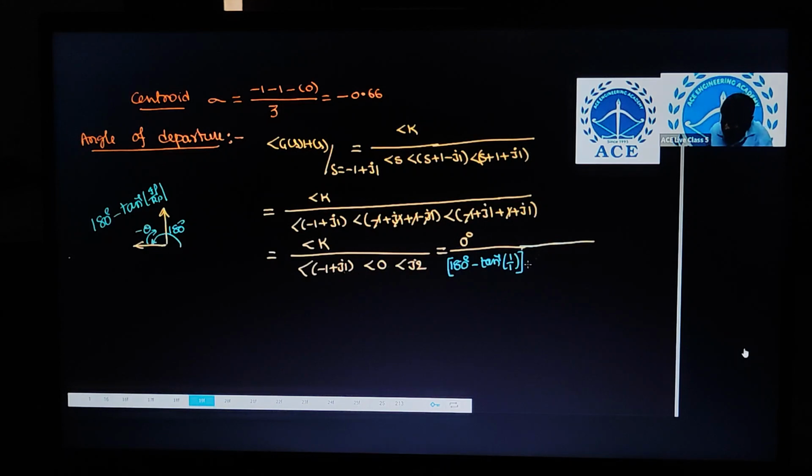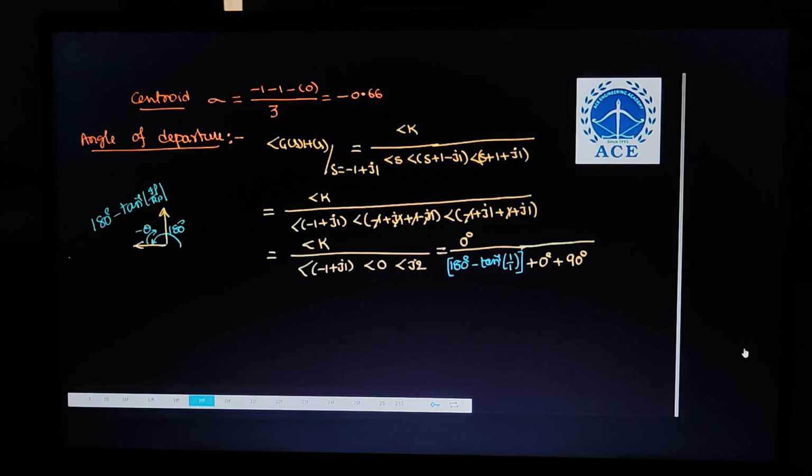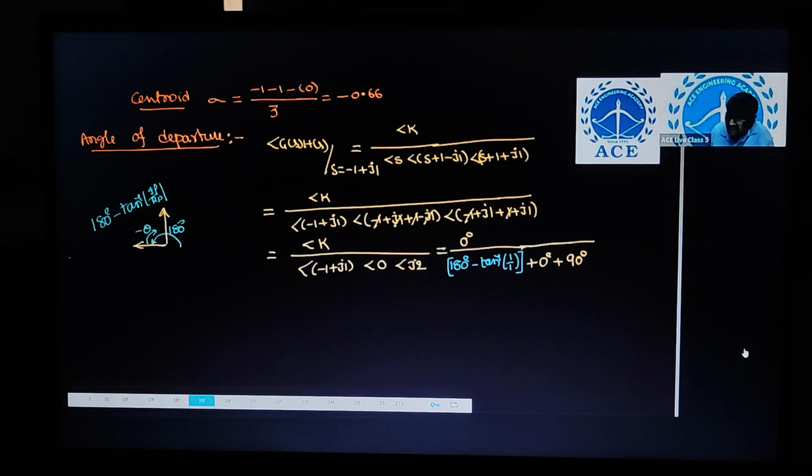This is for minus 1 plus j1, plus angle of 0, which is 0 degrees, angle of j2, which is 90 degrees. Come on, tell the answer. Any doubt? No doubt, sir. Okay, right. Write the answer. This is 135: 0 degrees by 135 plus 0 plus 90. How much are you getting? Minus 225 degrees. Then angle of departure phi d equal to 180 minus angle GH, 225 degrees, so minus 45 degrees.